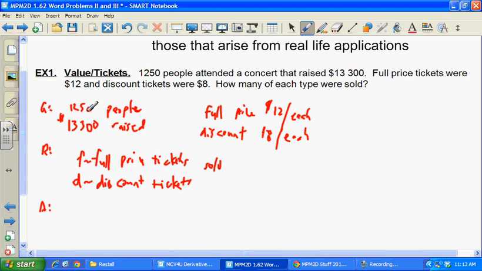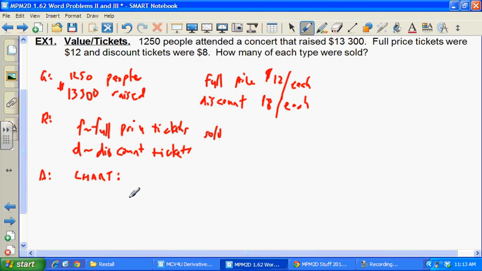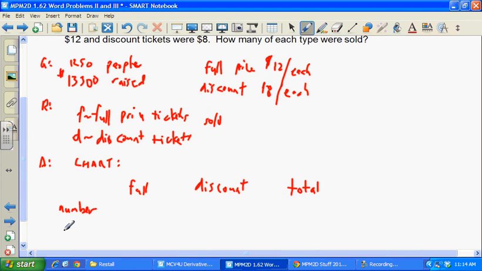Now, how am I going to do this? Well, there's a couple of things going on: the value of the tickets and the number of the tickets. And I like setting this up in a chart, and I'll show you what I mean. So what do I got? I've got the full price tickets and the discount, and I also have the total, right? Because the 1,250 people that showed up were both types of tickets combined. So I have the number of tickets and the value of the tickets. I like calling these value problems. This is a value problem.